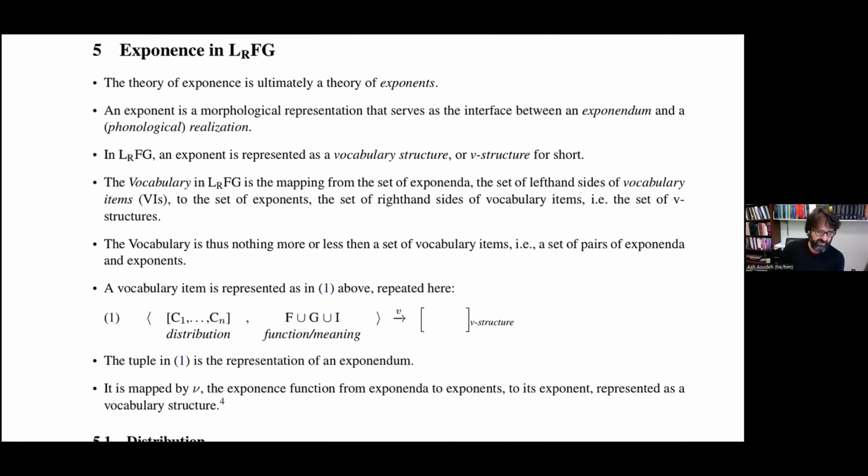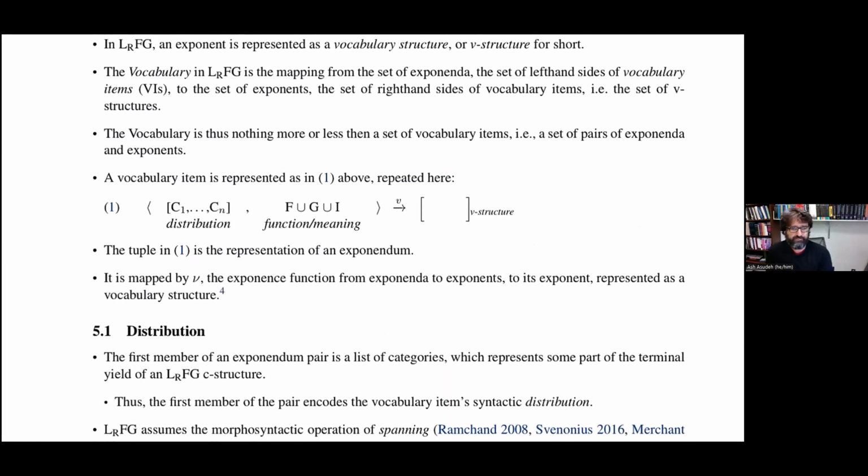A vocabulary item is represented as in one above, repeated here, and the tuple in one, so by tuple, I mean just the thing on the left-hand side, right? Because the thing on the right-hand side isn't a pair, it's a structure. So the tuple in one is the representation of an exponendum. It is mapped by nu, the exponents function, from exponenda to exponents, to its exponent, represented as a vocabulary structure. So now the rest of the talk is telling you about what this stuff is and how it works. Okay.